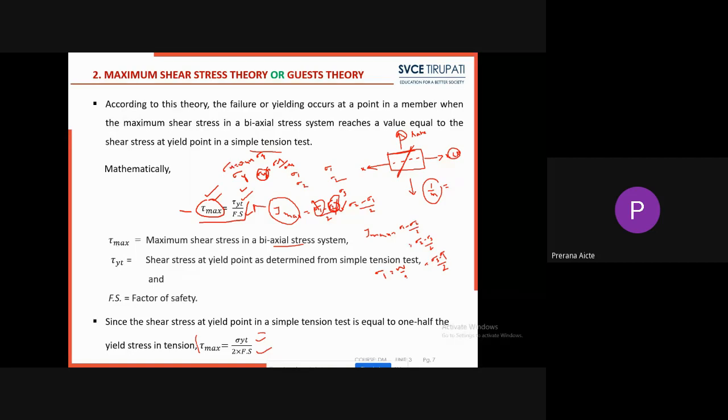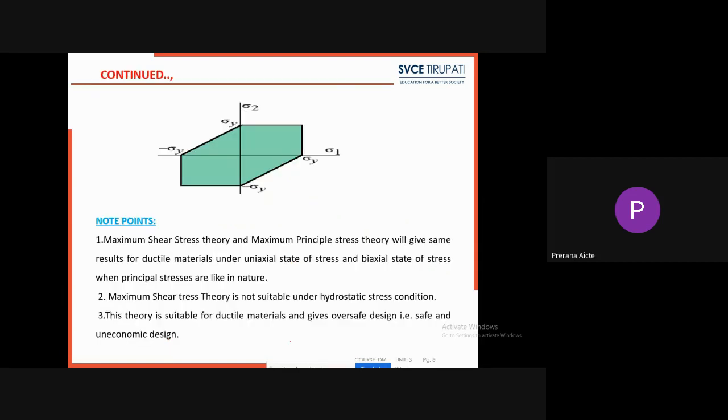If you're going to calculate the maximum CS test for simple tension, then tau maximum is equal to sigma yt by 2 into factor of safety. These two formulas, they will give in one problem. Clear? But this maximum CS test theory is applicable when you consider the biaxial plane. See here, in the previous problem, rectangular components. Maximum CS test theory will be applied for the biaxial plane. Do you understand what I am saying? Yes sir.